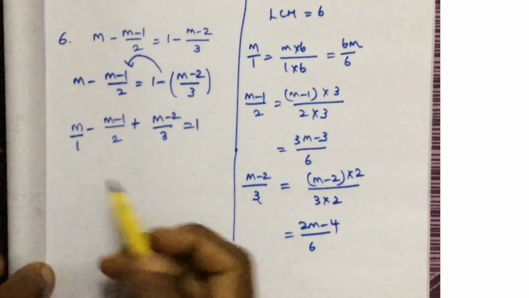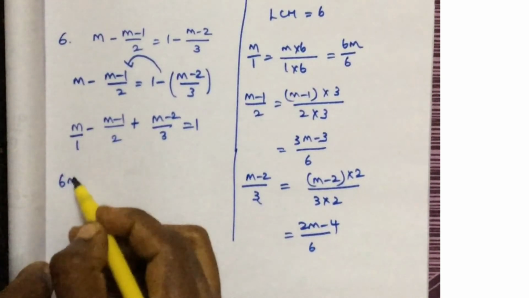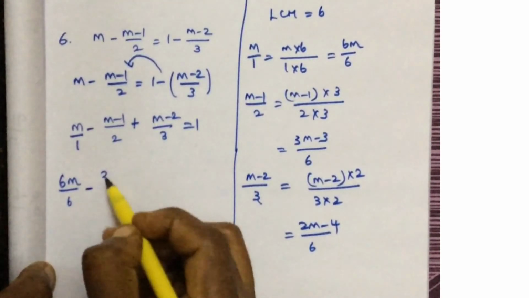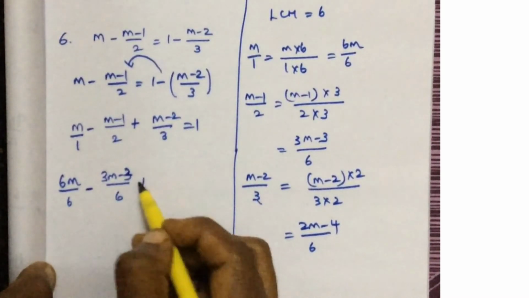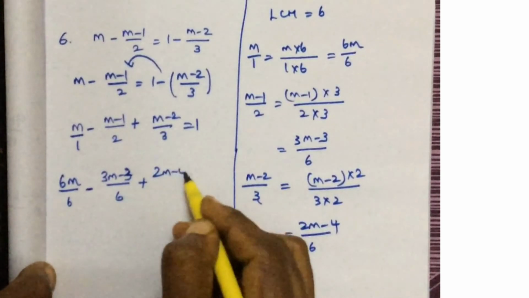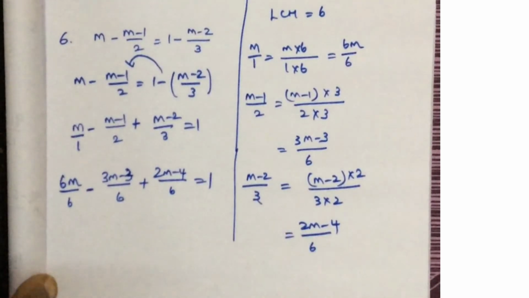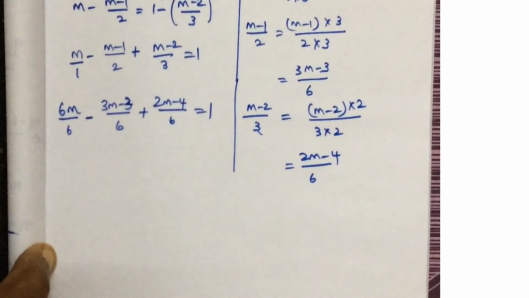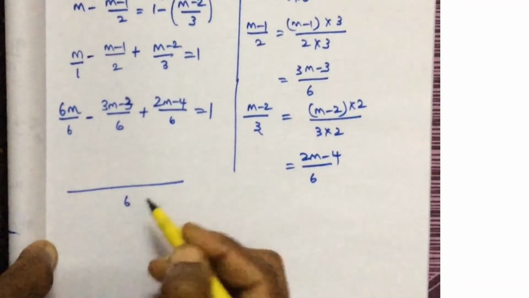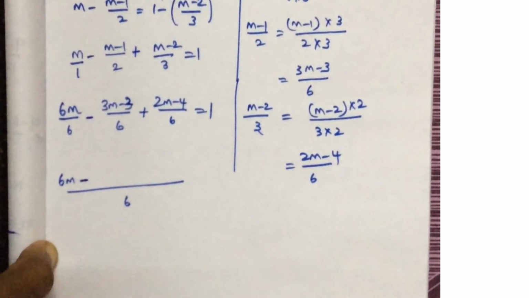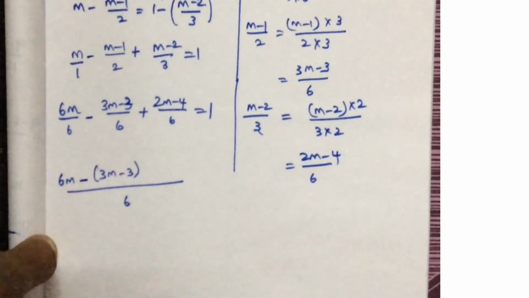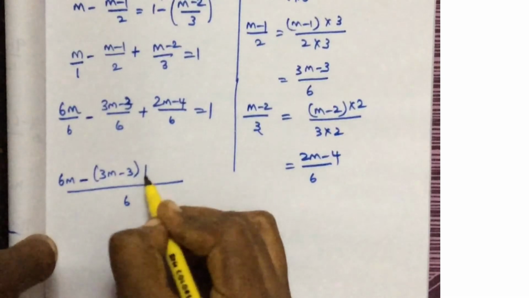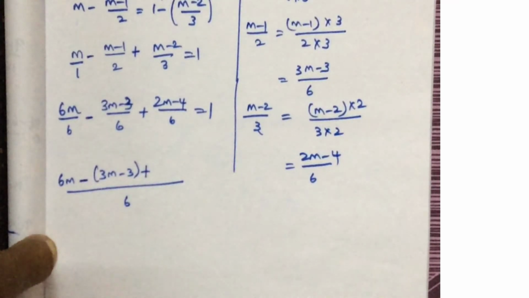Now, I am going to replace this. Instead of m by 1, I am going to write (6m minus 6 minus (3m minus 3)) divided by 6 plus (2m minus 4) by 6, that is equal to 1. Okay, now I have 6 in the denominator, taking it common, 6m minus. Now, what is the most important thing you have to do? You have to put a bracket, (3m minus 3), plus (2m minus 4).